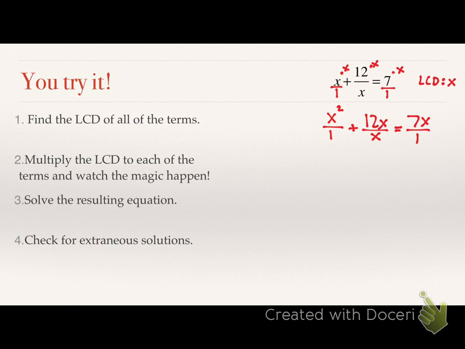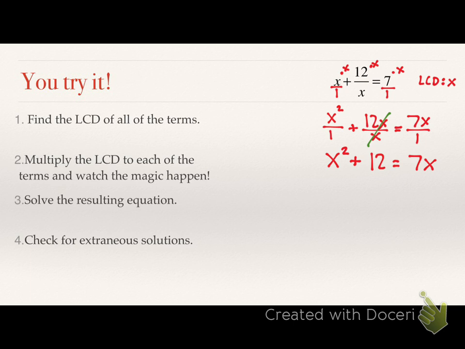These denominators should disappear. Let's see what happens. X squared over 1 is x squared. That's good. 12x over x would have those x's cancel out. And 7x over 1 is simply 7x. So our denominators do disappear. That's good. That's what we want to have happen.